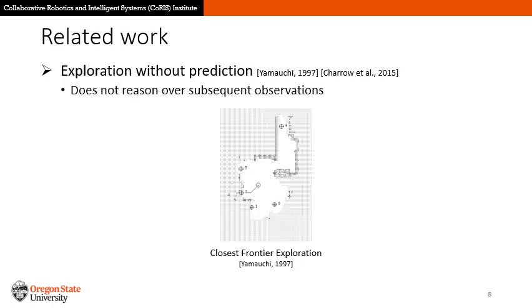Robotic exploration is one of the prominent information gathering problems found in the literature. There has been work on exploration without prediction. One such approach is closest frontier exploration, where the robot selects the frontier which is closest to it. The figure shows a robot exploring an unknown environment and selecting a frontier which is closest to the robot. However, these approaches do not reason over subsequent observations.